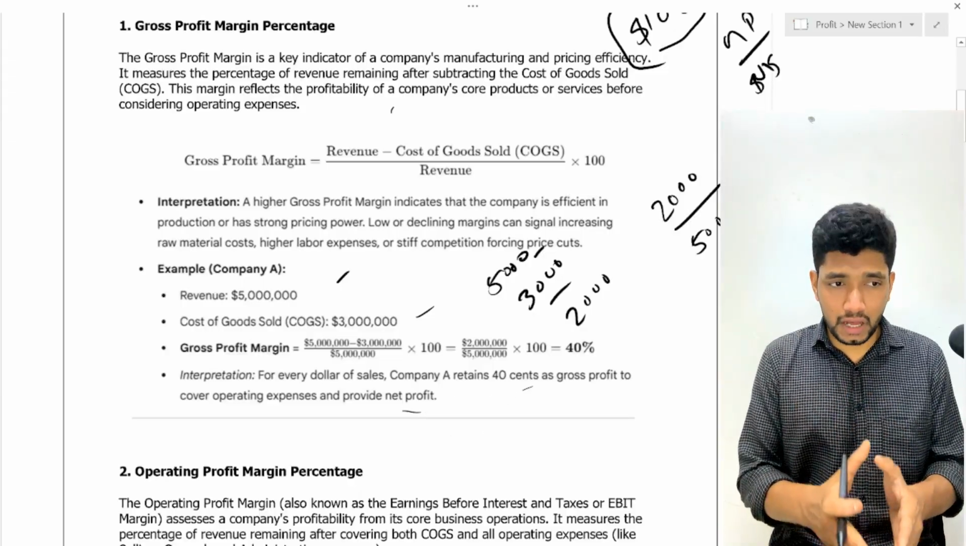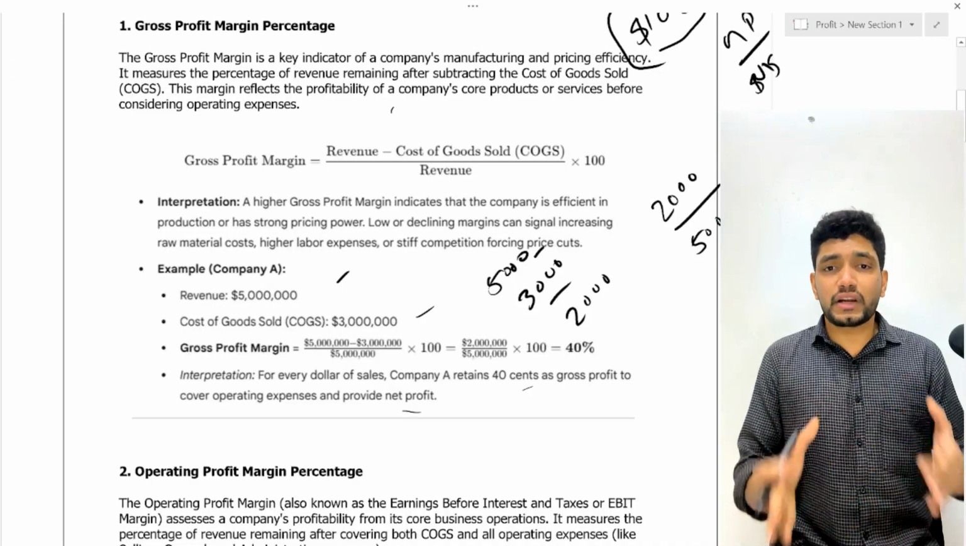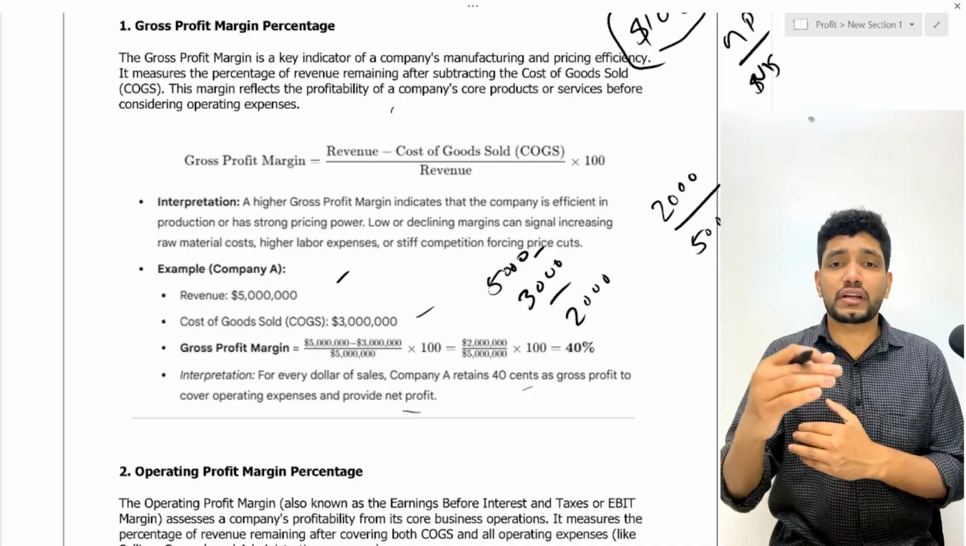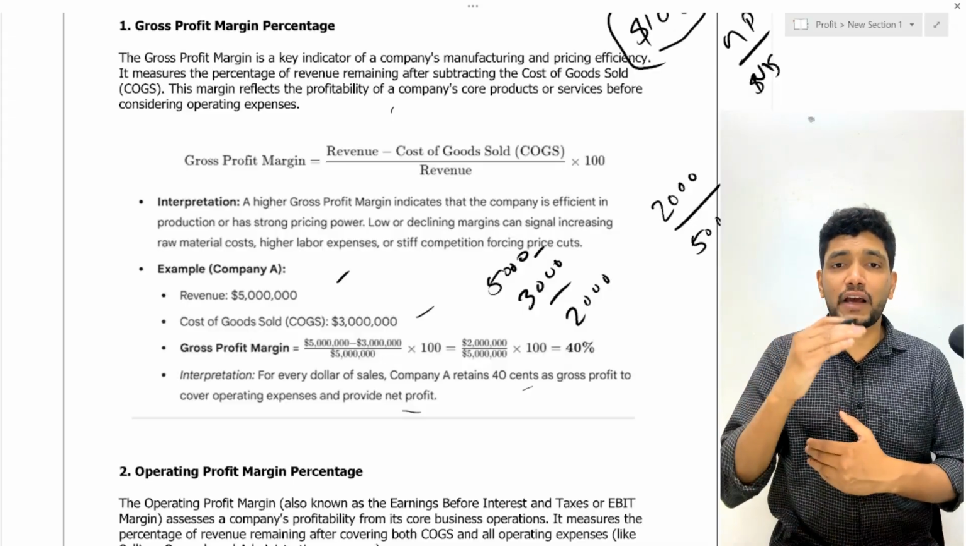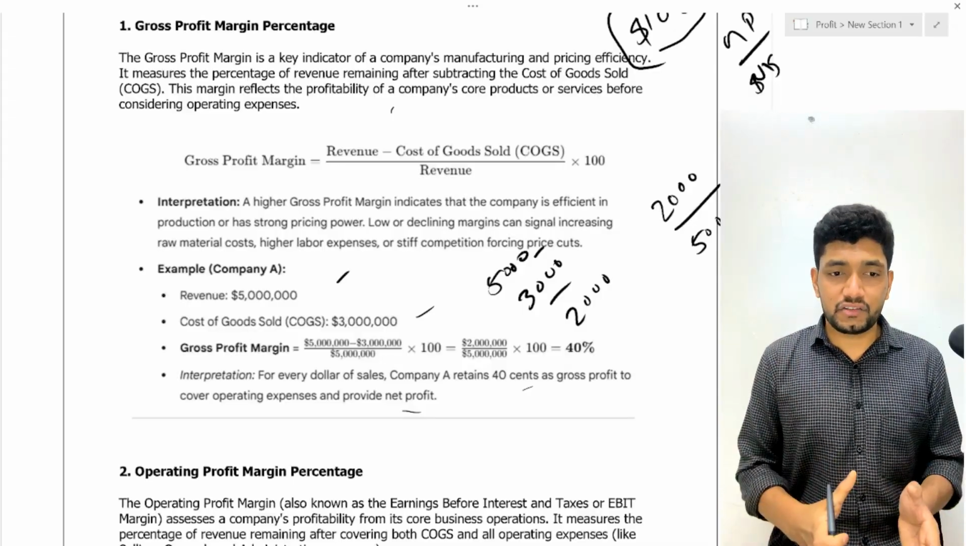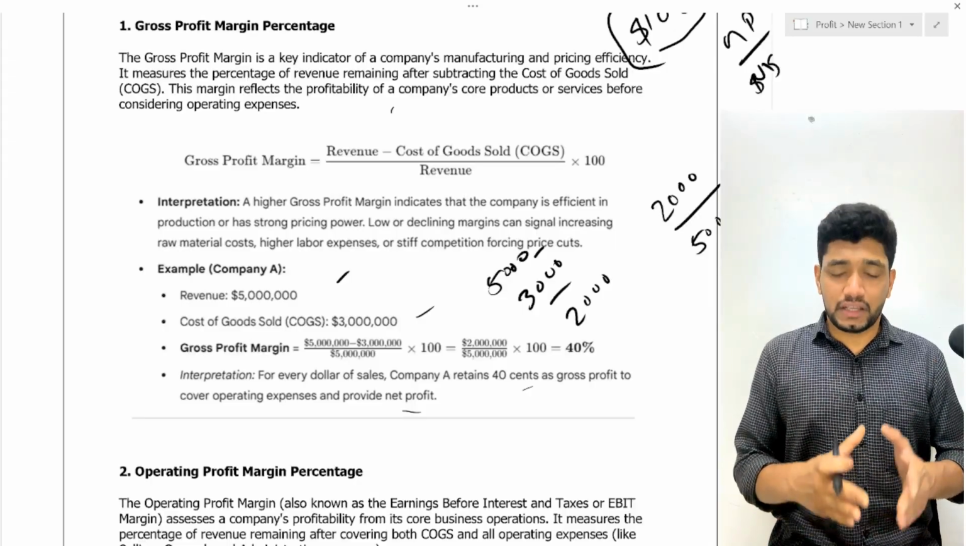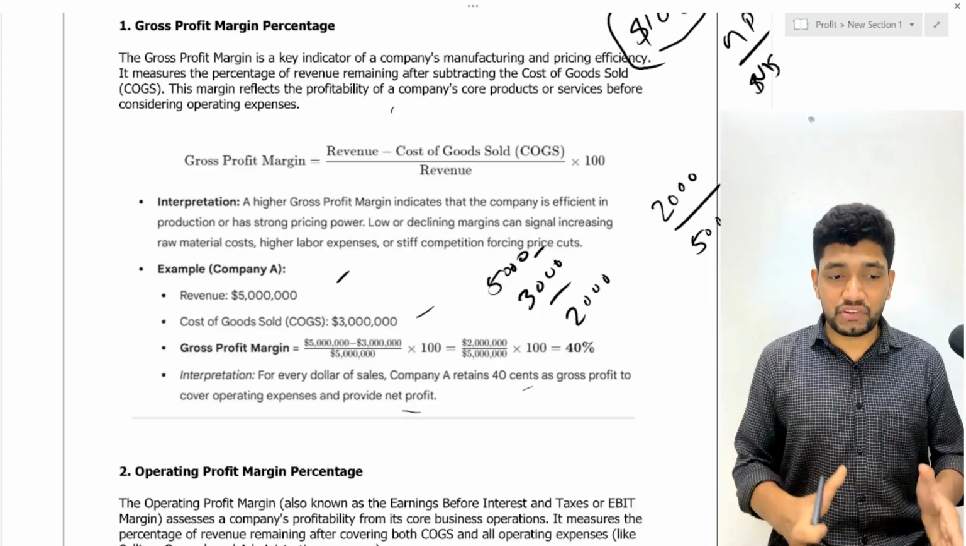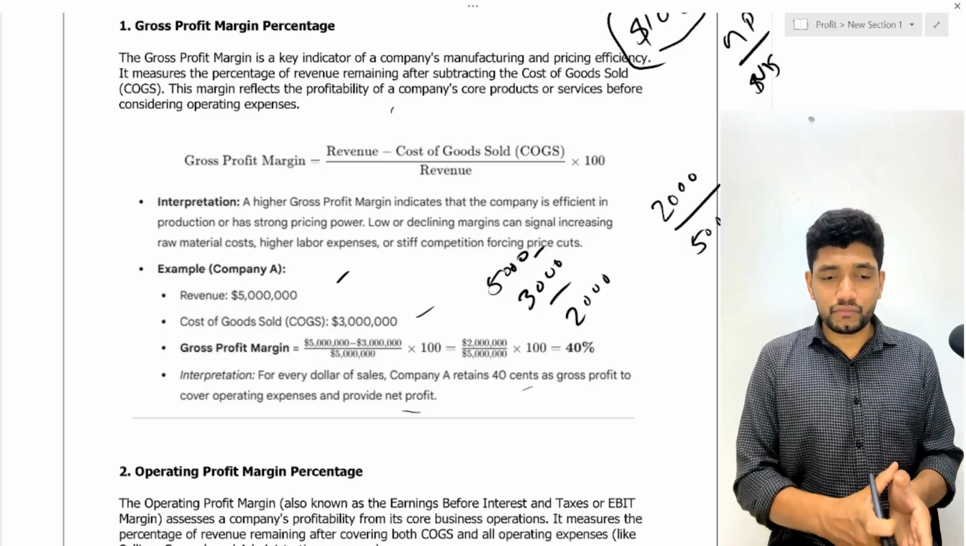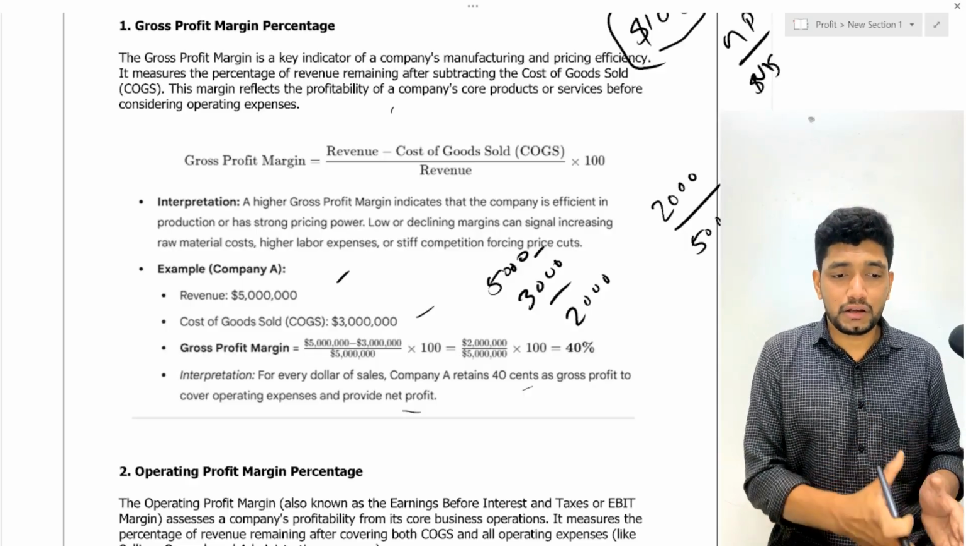So we'll conclude the gross profit now. It is the ratio which is telling what the relationship is between sales and the gross profit. And again, it is trying to tell what is remaining in the business after deducting the cost of goods sold from the total sales.